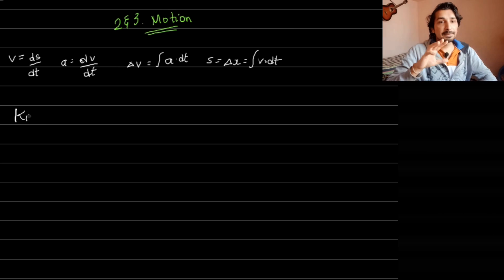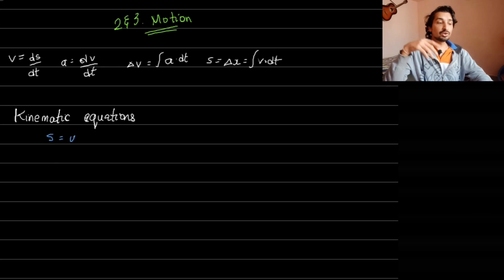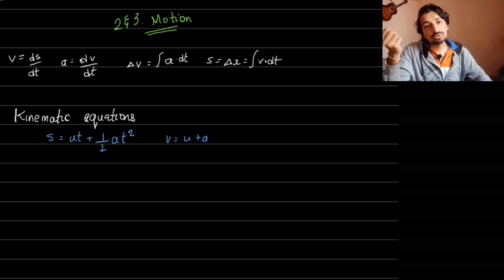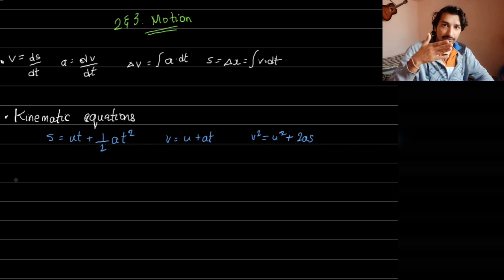And then you have kinematic equations in this chapter. That's it. It's a very small chapter. So kinematic equations: s = ut + 1/2 at², v = u + at, and v² = u² + 2as. These are the main three kinematic equations. s is displacement, u is initial velocity, v is final velocity. Initially, what is the velocity when the object is going to start, and v is the final velocity.